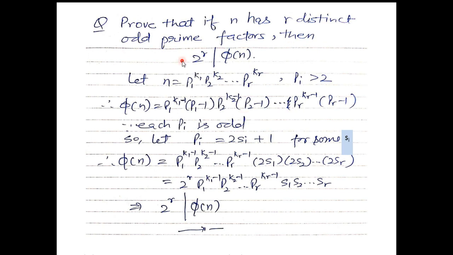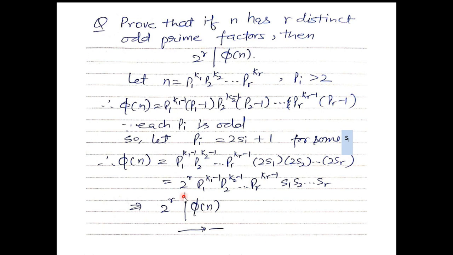Next, this question is: prove that if n has r distinct odd prime factors, then 2 to the power r divides phi n. Let n be given in this form, a product of powers of primes. Phi n is this by the formula. Now, because each p_i is odd, we can write p_i in this form: 2 s_i plus 1 for some s_i. Therefore, phi n is this.